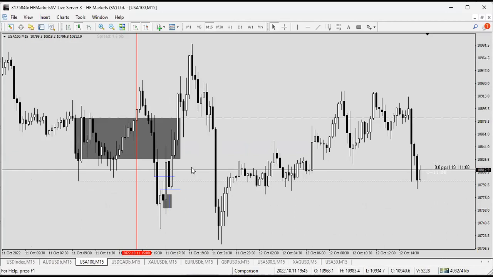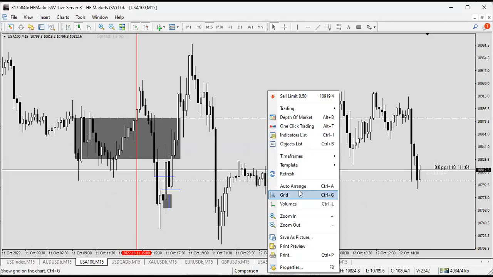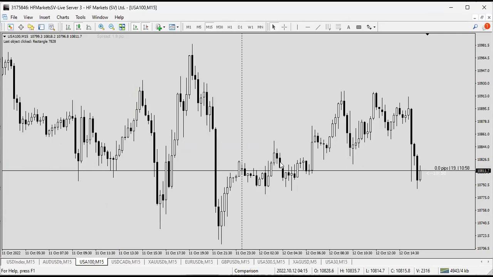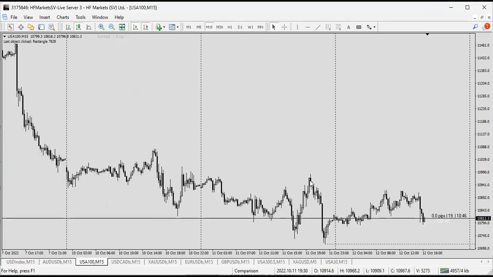NAS, I'm going to clear up some of this. This is a whole lot of template. Chart. And get everyone muted to be safe. Previous day's low. Previous day's high.